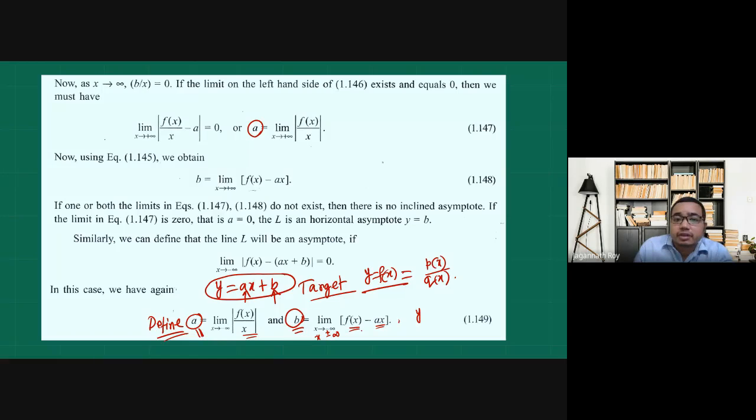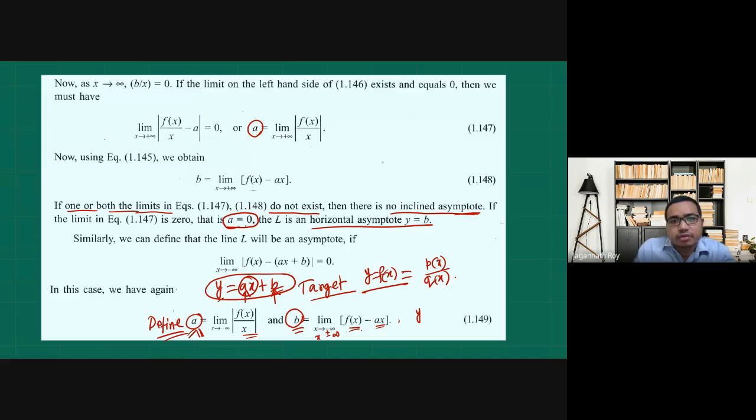Now note that if any one of them does not exist, one or both do not exist, it means that there is no inclined asymptote. Now if a equals 0, after finding the limit a equals 0, then from this equation we can see that y equals b. So that is, we will get a horizontal asymptote.